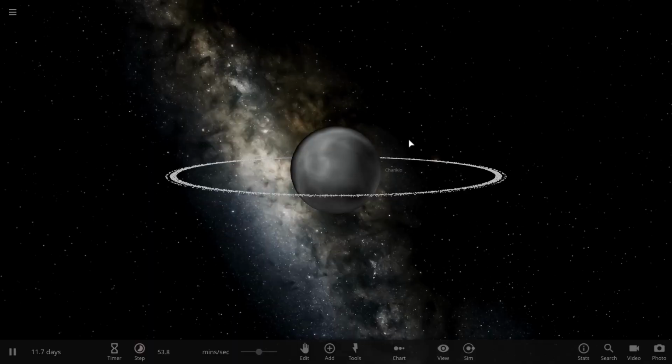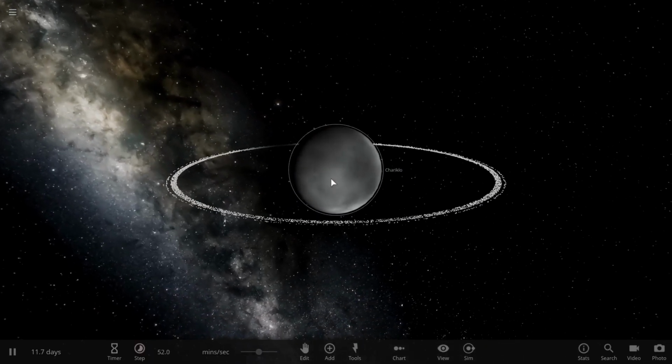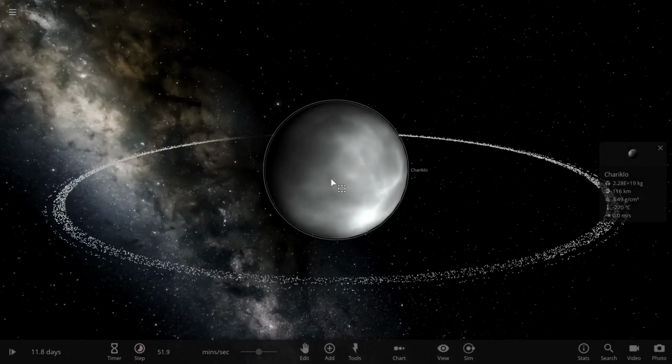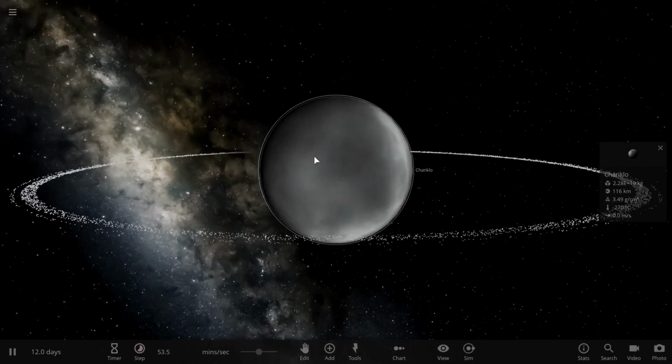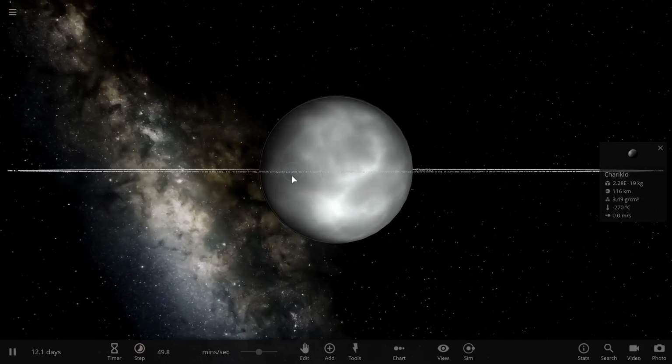visible. In 2013, we discovered this object called Chiron. This is the only non-planet object in our solar system known to have rings. It has characteristics of both asteroids and comets.